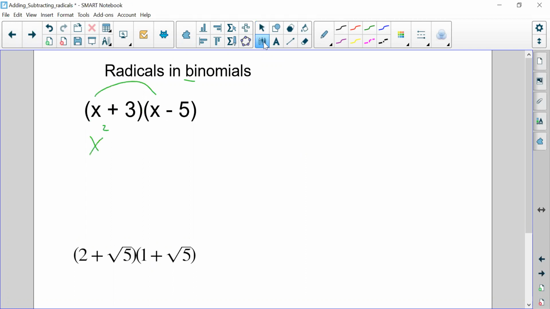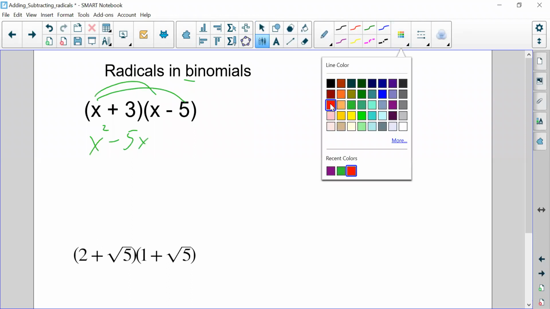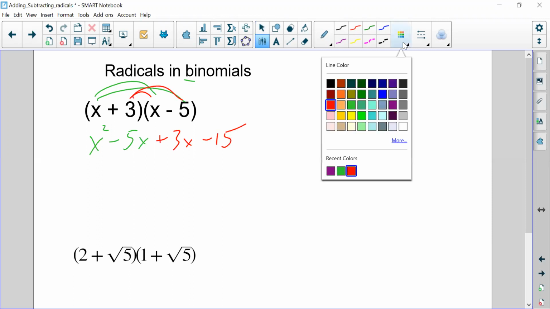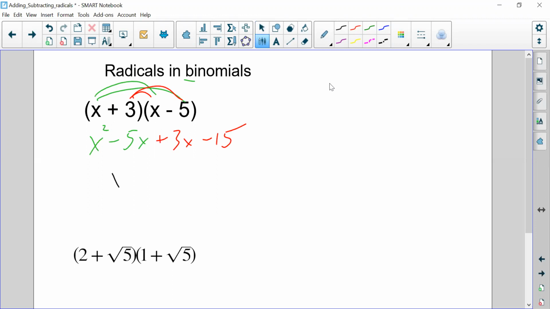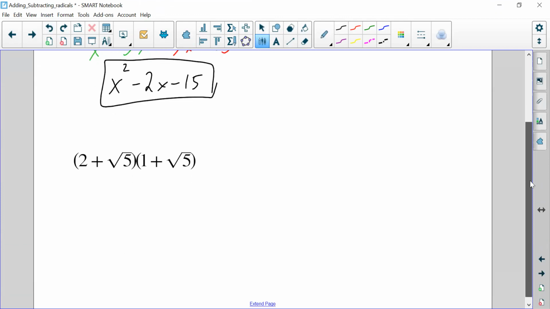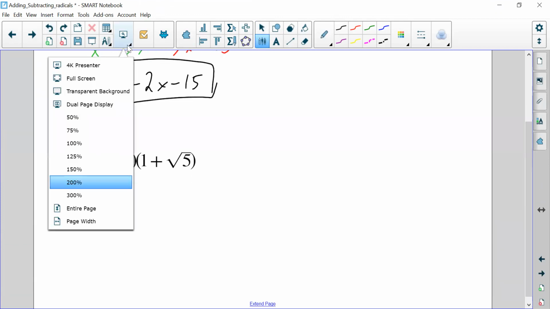X times x giving me x squared. X times -5 giving me negative 5x, 3 times x giving me 3x, 3 times -5 giving me negative 15. I happen to have like terms, so I can combine them, and that is the simplified form, the product, if I multiply those 2 binomials. Don't forget, you could factor this, and that'll get you right back here if you factor correctly. But we're multiplying, so the kind of the undoing of factoring. The same logic applies here.